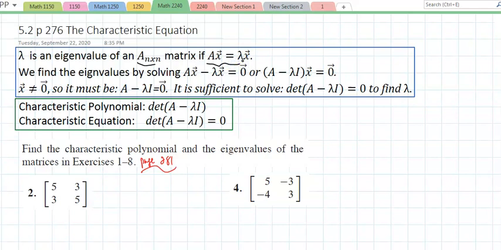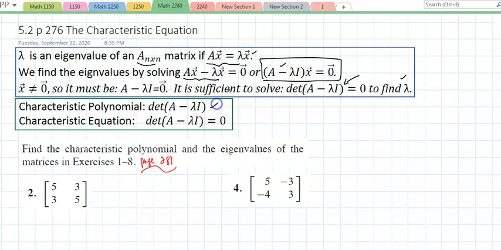We find the eigenvalue by solving this equation, or easier, this equation. Since x cannot be 0, it must be that the determinant of A minus lambda I equals 0. Satisfy the equation Ax equals lambda x. It's sufficient to take the determinant of A minus lambda I and set it equal to 0 to find lambda, which gives the eigenvalues. The characteristic equation is what we're interested in.